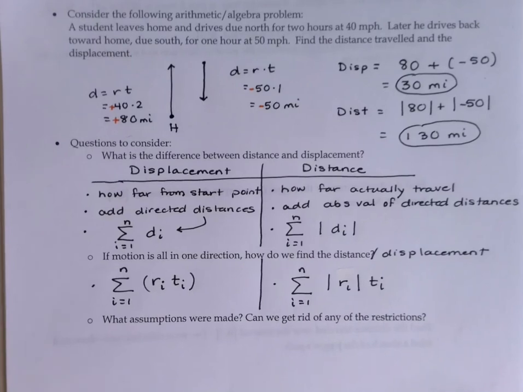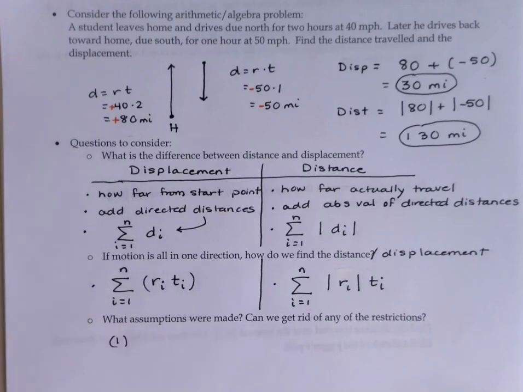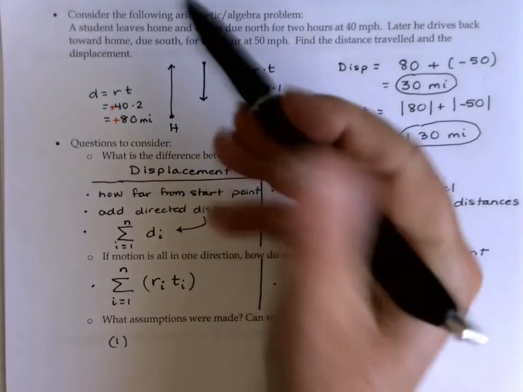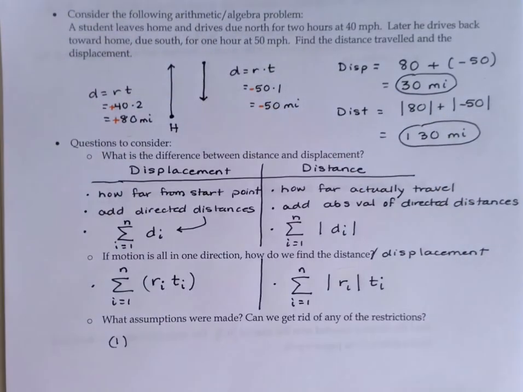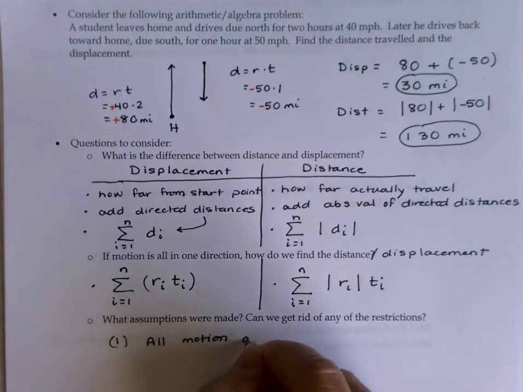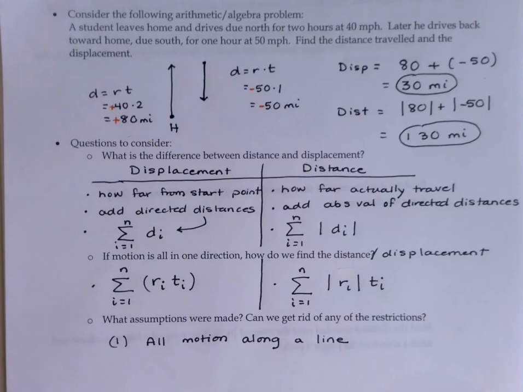All right, in writing these, what assumptions were made, and could we get rid of any of those restrictions? Well, the first assumption that was made, and by the way, this is one we're not going to be able to get rid of, is that all of our motion is along one straight line, right? Everything was here either up or down. I didn't go in different directions, right? I didn't go left or right or on an angle or anything like that. So all motion is along a line. So we have two directions we can go, up or down if we're using a vertical line, left or right if we're using a horizontal.